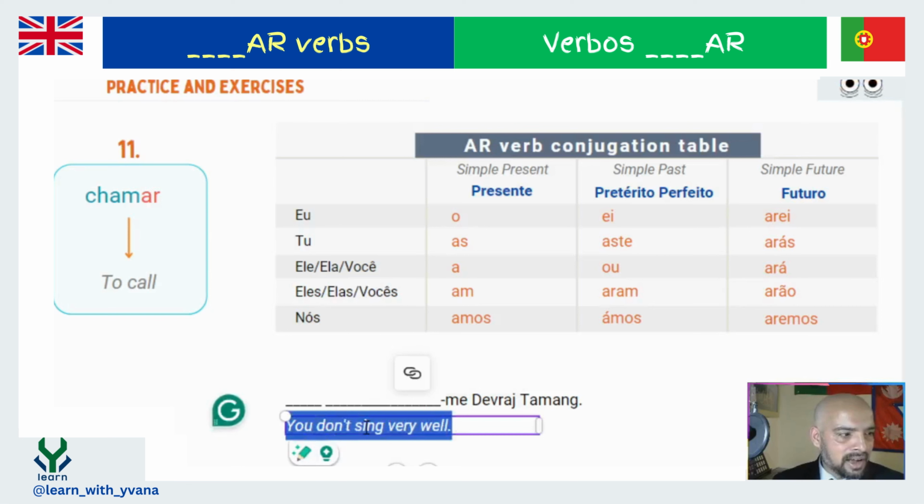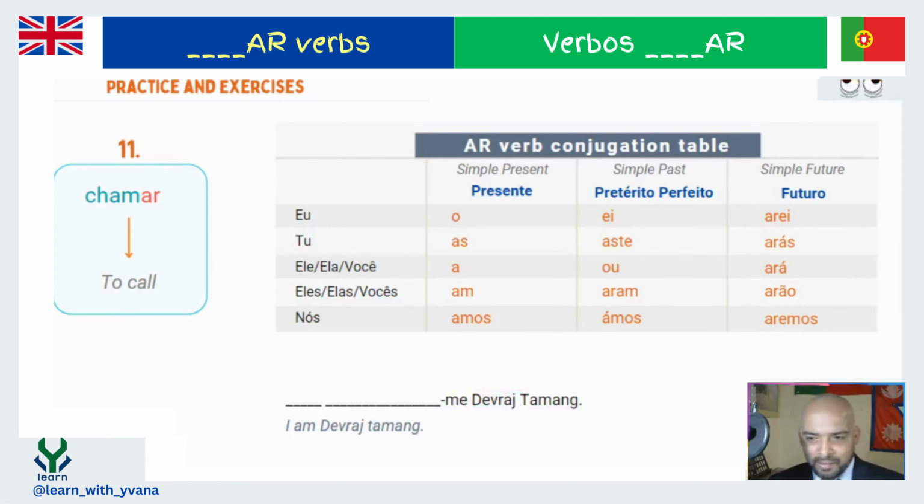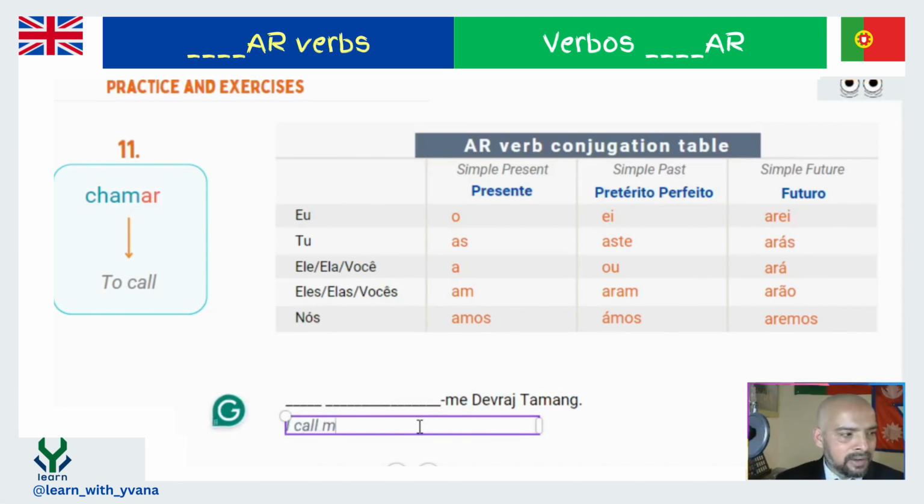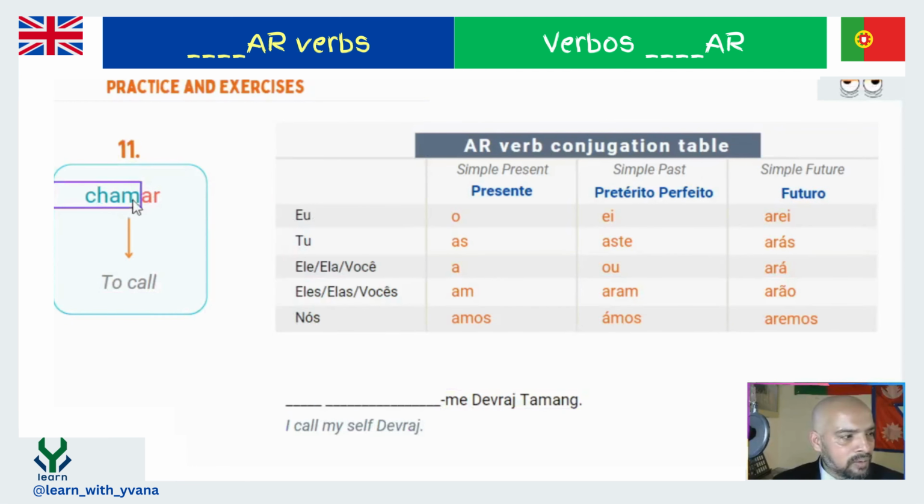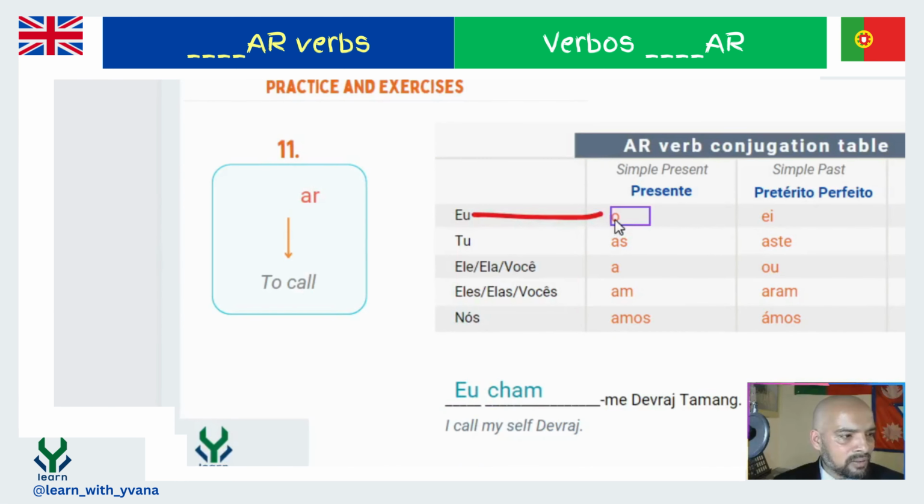Let's say, I am Debraj Tamang, because all these sentences were made by Debraj sir. He is my student, okay, and he made these sentences within 3 weeks of learning. So it's very good. If you want to say I am Debraj Tamang, or I call myself Debraj, how can you say? With I, you use eu, right? Eu means I. And call myself is chamar. I take this chama here, and with eu I have O in simple present. So I just take this O and I can say eu chamo-me Debraj Tamang, right?